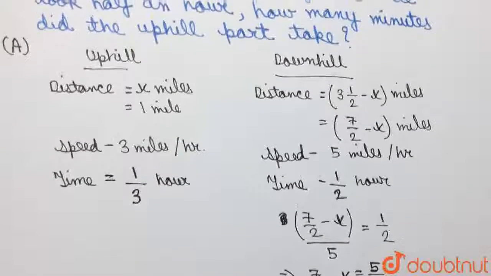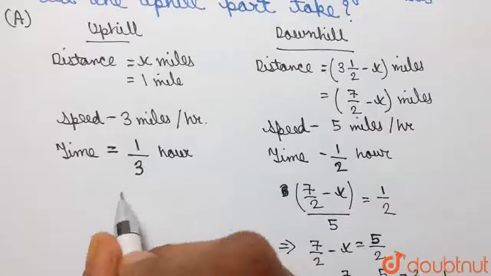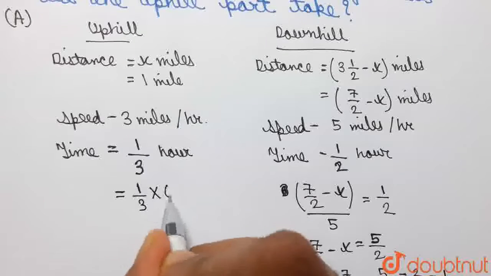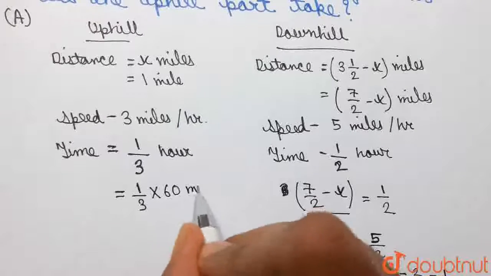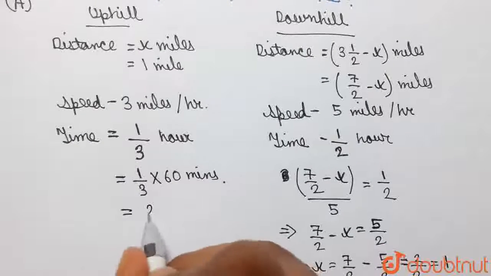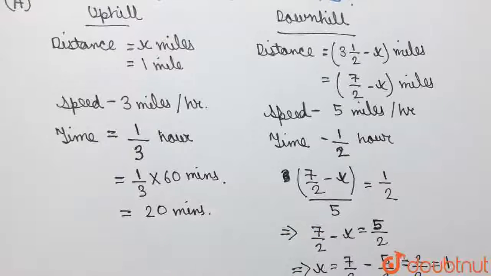But the question asks us for the time in minutes, and since 1 hour consists of 60 minutes, 1/3 hour can be written as 1/3 into 60 minutes, which is obviously 20 minutes. So we can finally conclude that the uphill part of the journey took 20 minutes, and hence 20 is the correct answer.